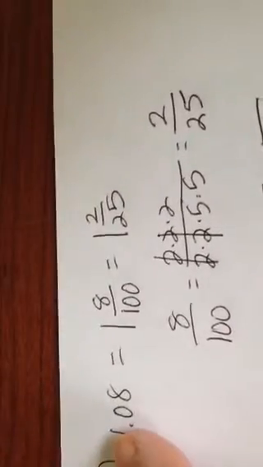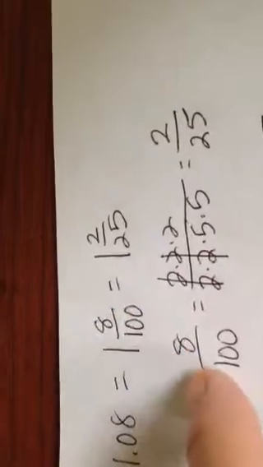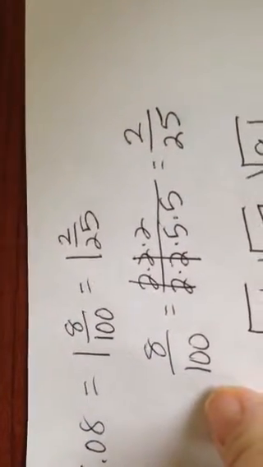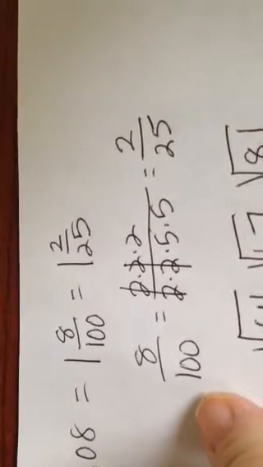So this is what I did. I kept the 1 here, and then I simplified 8 over 100 by factoring it and canceling out common factors, and I got the answer of 2 over 25.